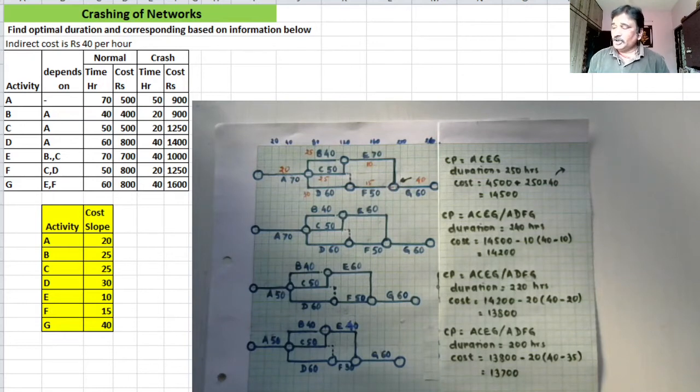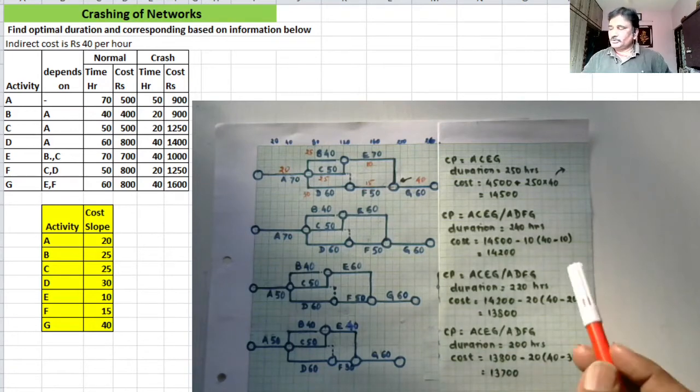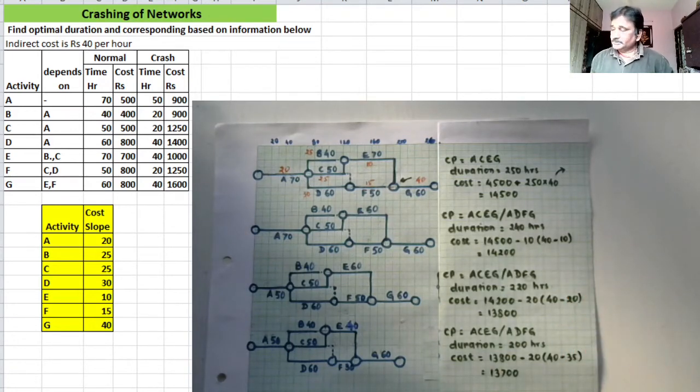So my earlier cost of project was 14,500. Now it will reduce. Why is it going to reduce? Because I have crashed activity E by 10 hours, and the crashing cost per hour of activity E was rupees 10. From the cost slope I know that. So 10 rupees I am adding to the cost, and 40 rupees I am saving because my 10 hours are reducing.